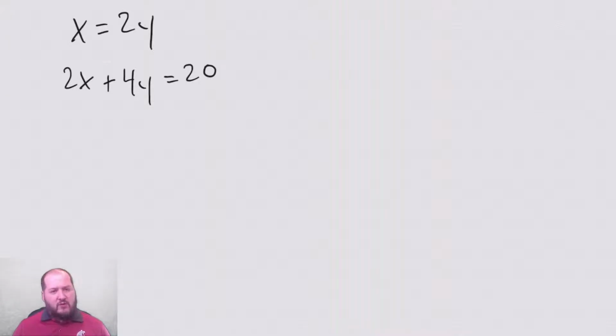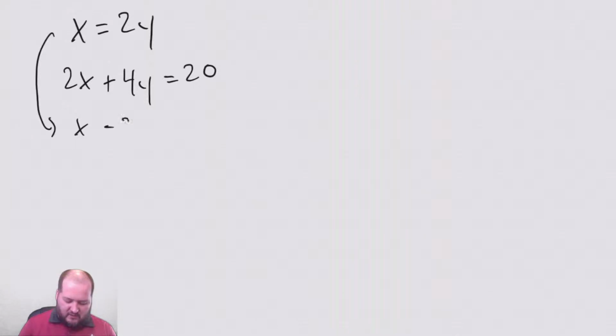Now, in order to use this elimination method, I need to have all of my x's and y's on the same side of the equal sign. So I'm going to first manipulate this first equation. I'm going to bring it down here, and I'm going to subtract 2y from both sides. So I get x minus 2y equals 0.